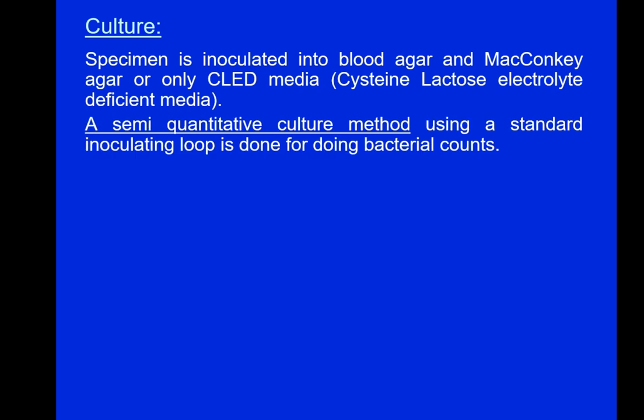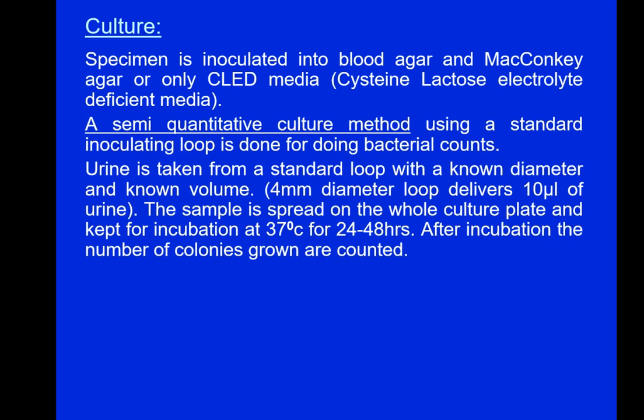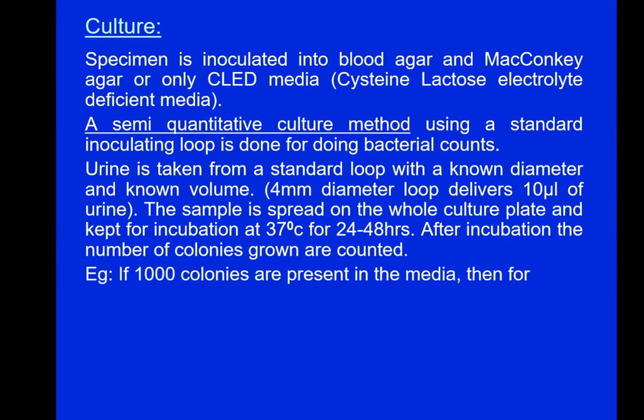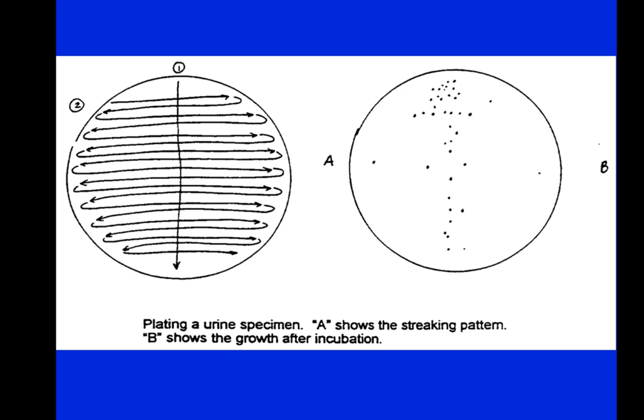Generally it is inoculated onto blood agar and MacConkey, and if you have CLED media it will be very useful. To do this culture, we take a 4 mm standard loop. One loopful holds approximately 10 microliters of urine. Then we spread it over the whole culture plate in a zigzag manner: first one straight line, then the zigzag pattern.